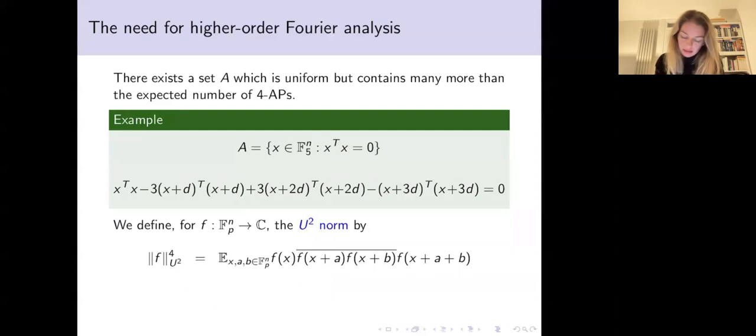And the way you might want to visualize this configuration is as a parallelogram. So this is x, x plus a, x plus b, and x plus a plus b. And I'm taking an average over a product of the 4 vertices of this parallelogram weighted by the function f.